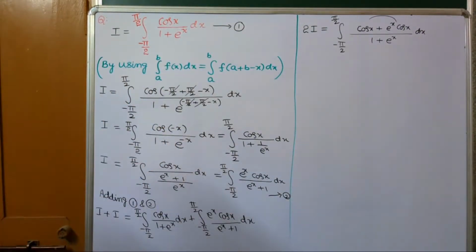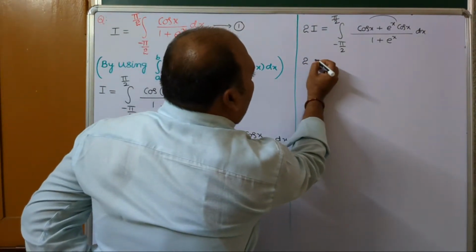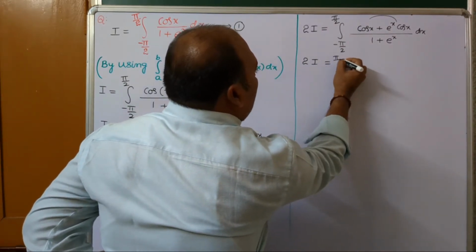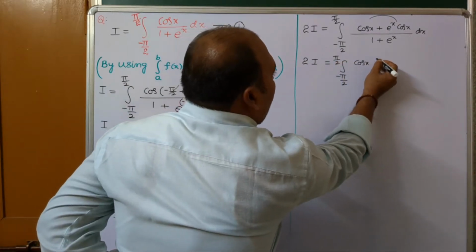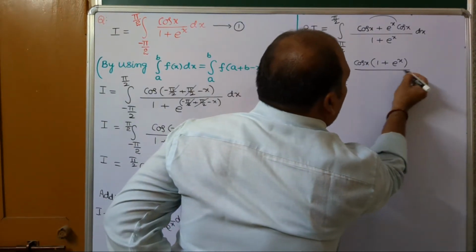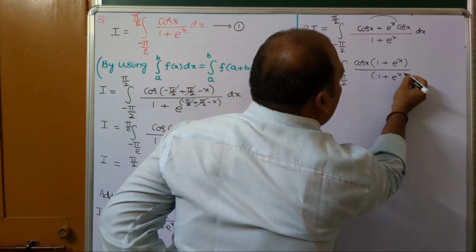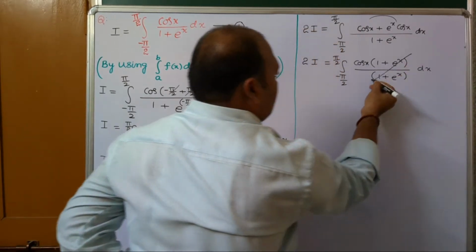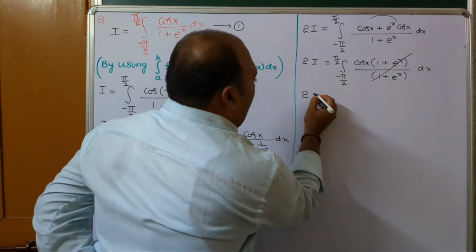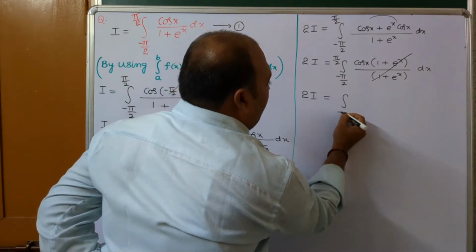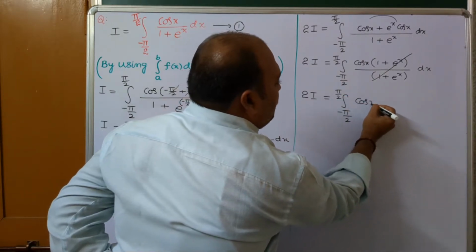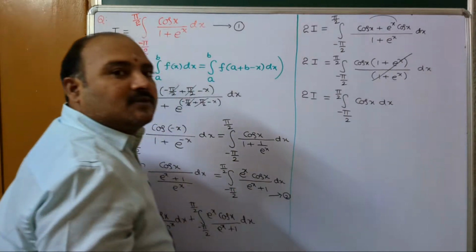From the numerator, cos x take common. So 2I is equal to integral minus pi by 2 to plus pi by 2 cos x, if you take out common, 1 plus e power x divided by 1 plus e power x into dx. So 1 plus e power x and 1 plus e power x get cancelled. 2I is equal to integral minus pi by 2 to plus pi by 2 cos x into dx. What is integral cos x? Sin x.